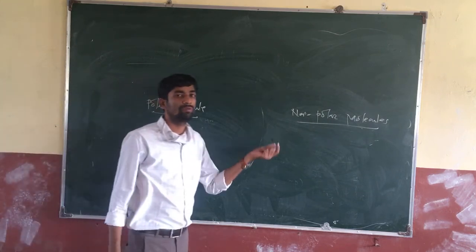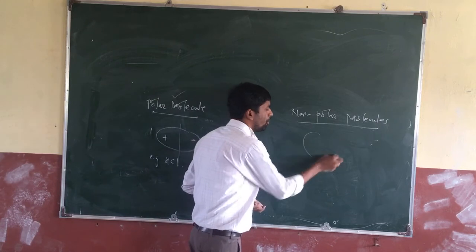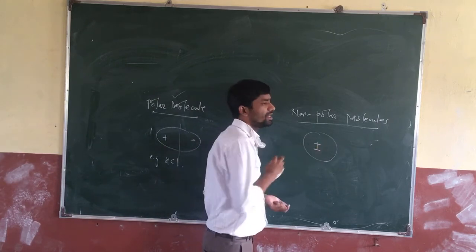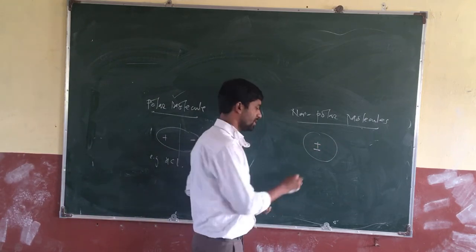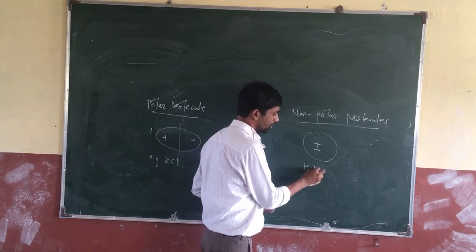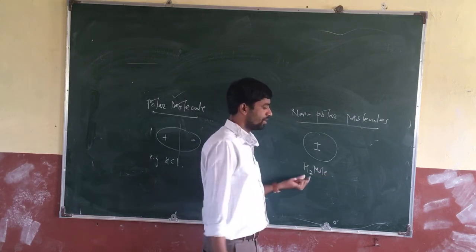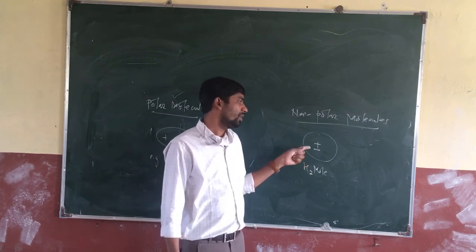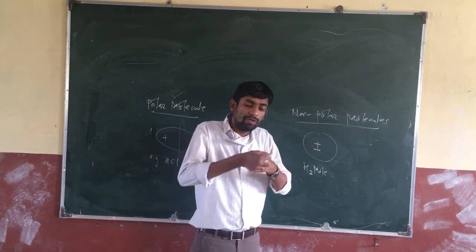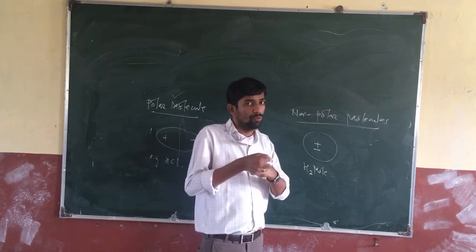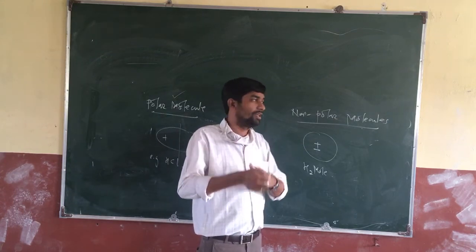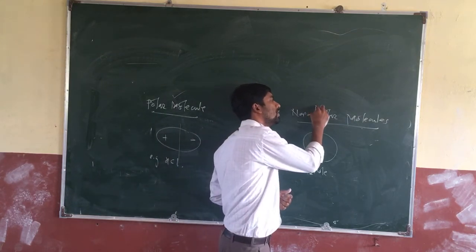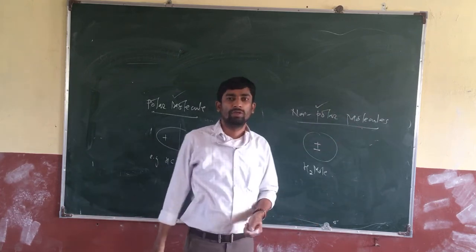What are non-polar molecules? If the positive charge and negative charge overlap with each other, such as in the hydrogen molecule, H2, the hydrogen atoms form a covalent bond. So if the positive charge overlaps the negative charge, there are no poles. Then that molecule is known as a non-polar molecule.